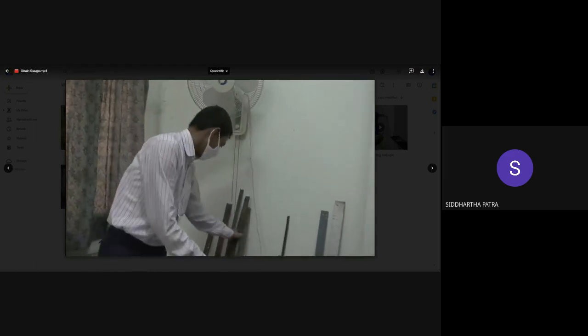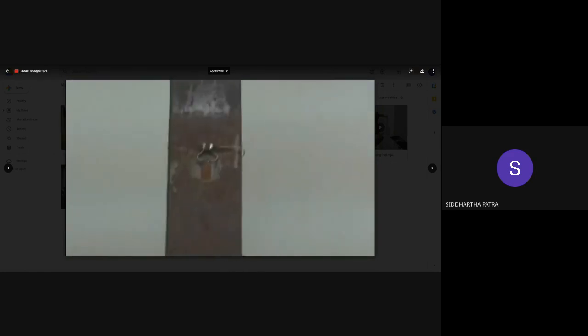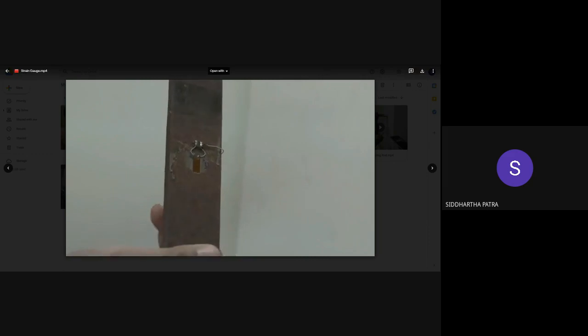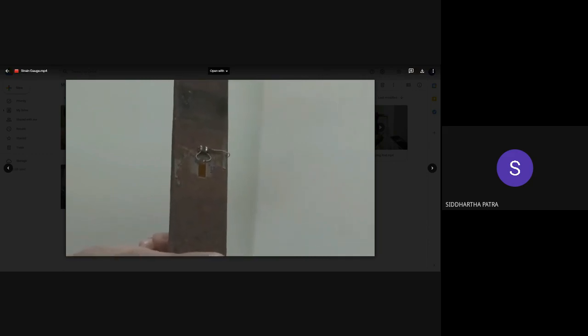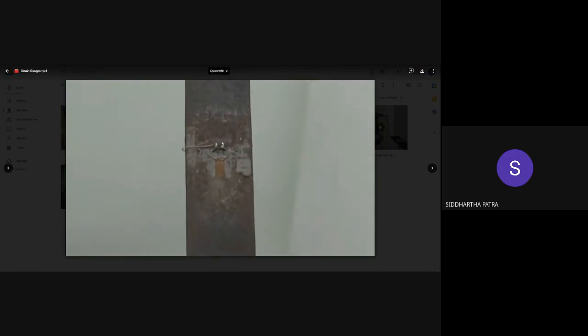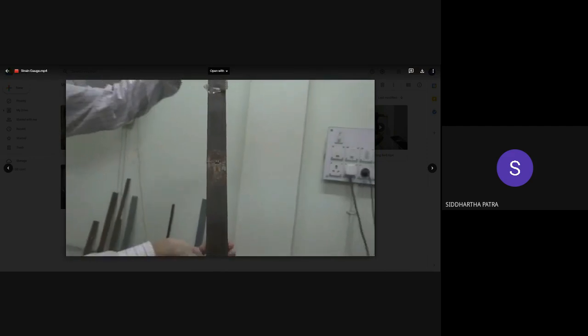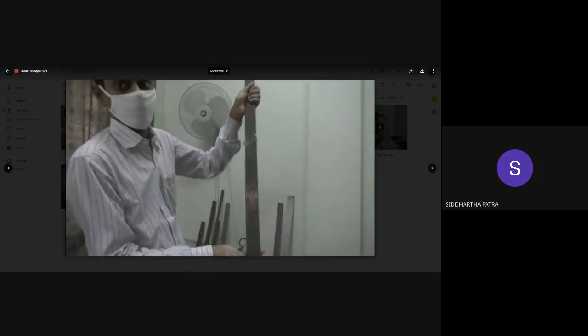Now, a close look at the strain gauge is possible from this spare beam with an attached strain gauge. Here, on both the upper surface and the lower surface of the beam, we have attached the strain gauge because it will create the half bridge configuration in a Wheatstone bridge, as discussed in the theory.